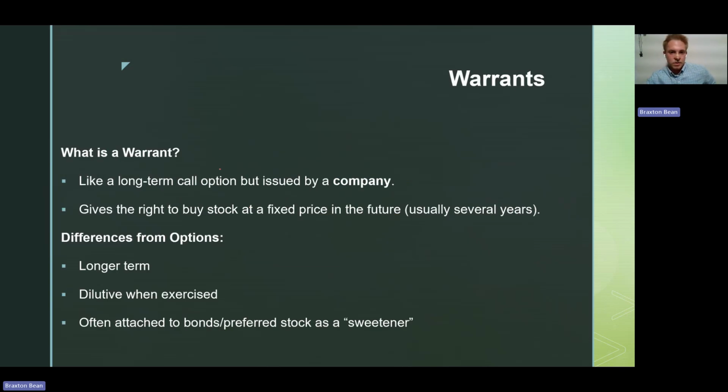All right, now let's get to warrants. Warrants are like a long-term call option, but they're issued by the company. So the company gives you the right to buy stock at a fixed price in the future, usually several years. I'll explain why we don't use them as often as strategies in wealth management, but overall warrants are pretty much used as a sweetener to lower their debt expenses.